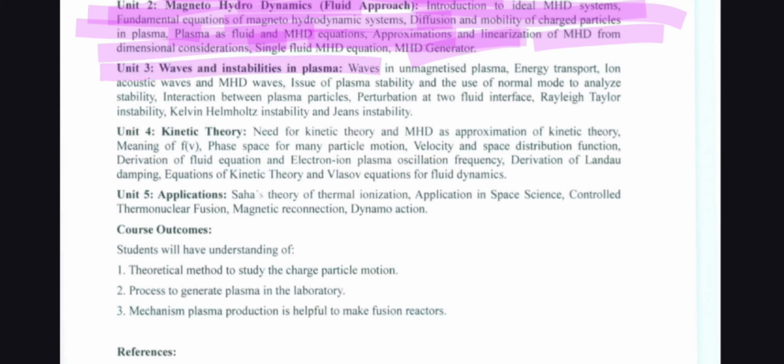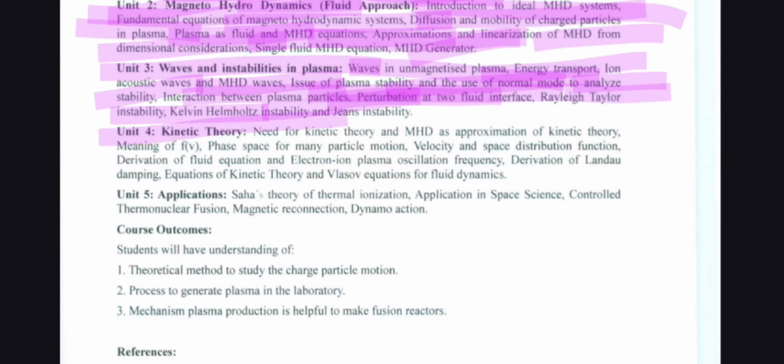unit 3, waves and instabilities in plasma. Waves in unmagnetized plasma, energy transport, ion acoustic waves and MHD waves. Issue of plasma stability and use of normal modes, and analyze stability, interaction between plasma particles, perturbations at fluid interface, Rayleigh-Taylor instability, Kelvin-Helmholtz instability and Jeans instability.